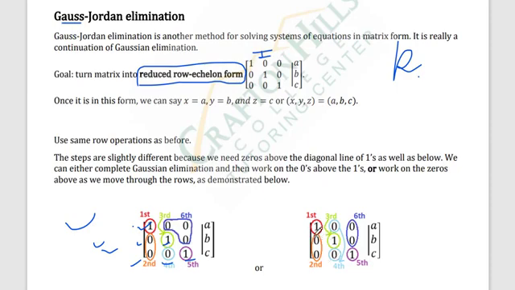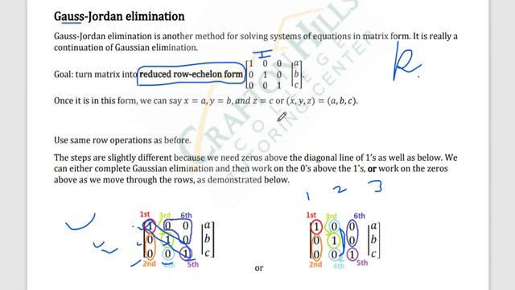Here the first, second and third steps will remain the same. Here in the fourth step, they go column by column: first column, second column and third column. Here they go by diagonal element. So you can use both methods, both are valid, and in both ways you can get the same answer. So this is Gauss-Jordan elimination.